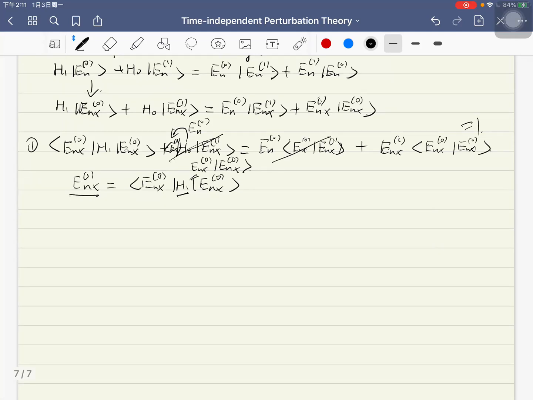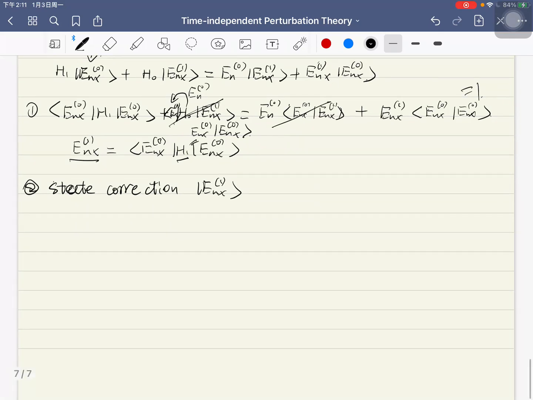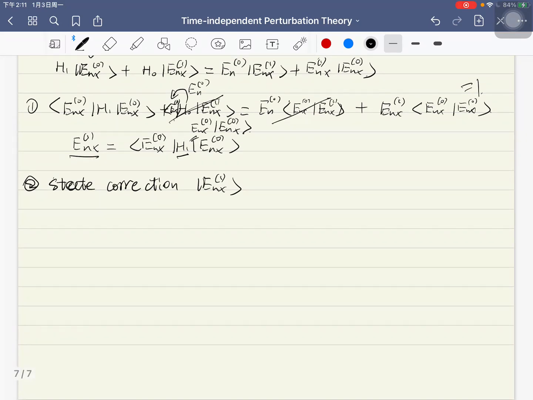So this is the first order energy correction. And now we want to find the state correction, the first order state correction |n,x^(1)>. It can be expanded in this way. We want to expand it by the eigenstates.